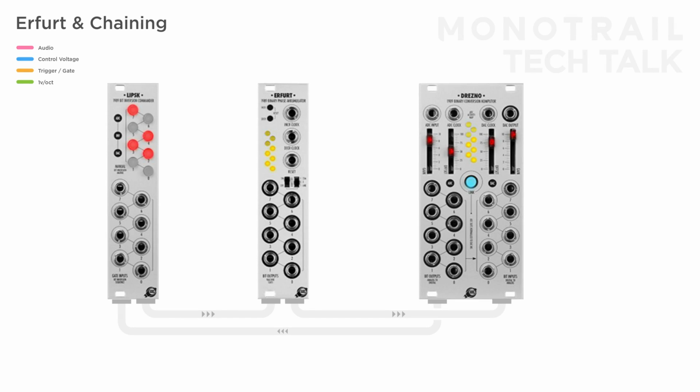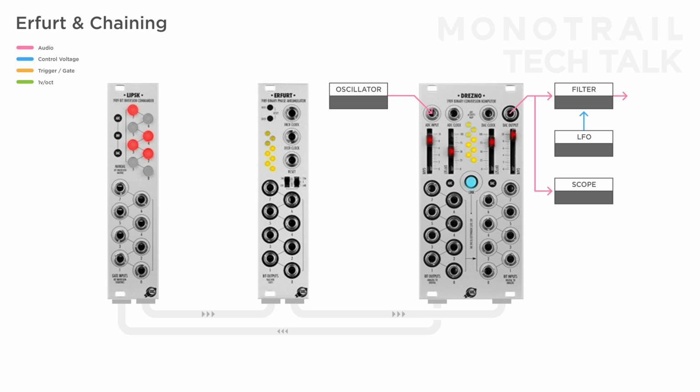The same concept can be applied to audio signals as well. In this case, an oscillator is sent into the chain via Drezno, passing through it, and then comes out as a modified wave going to a filter with a bit of modulation from an LFO. A clock to Erfurt will make rhythmical wave shape changes. And to add more depth to shapes, you can patch gates from Erfurt to Lipsk again.